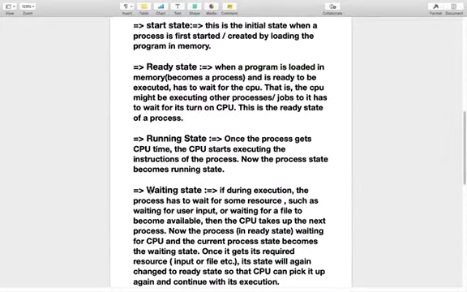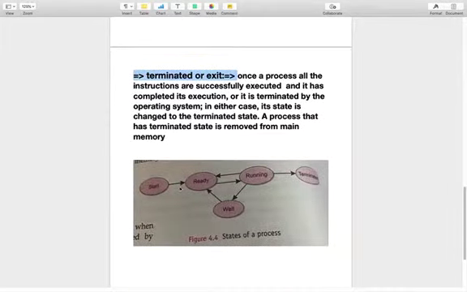The second state is ready state. When a program is loaded in memory, becomes a process and is ready to be executed, it has to wait for the CPU. There can be multiple processes in the queue, so it has to wait for its turn. The CPU might be executing other processes or jobs. This is the ready state of a process. After the start state, the process is waiting for the CPU, because the CPU is engaged in running another process.